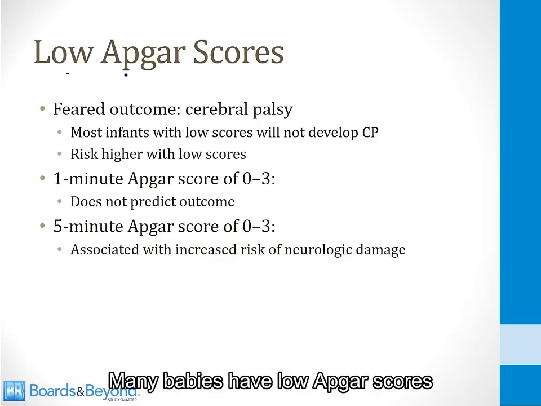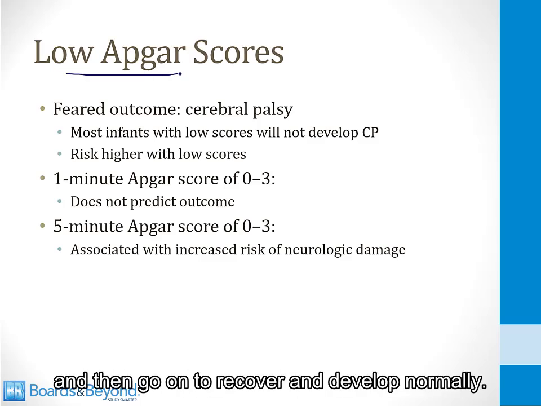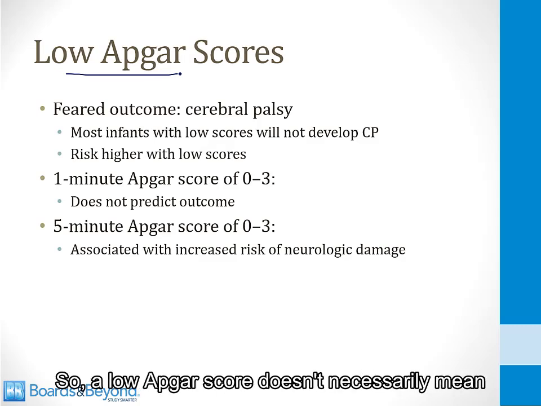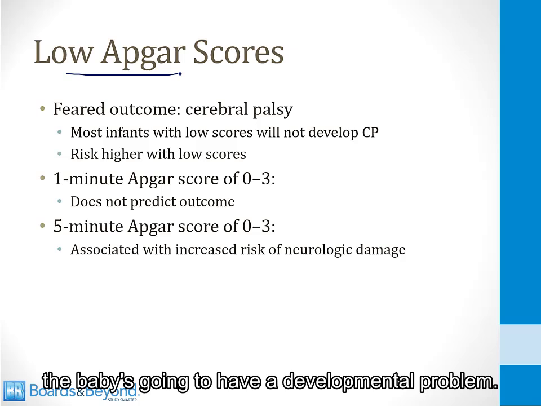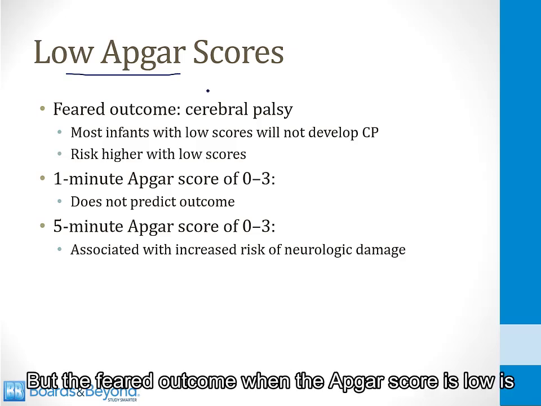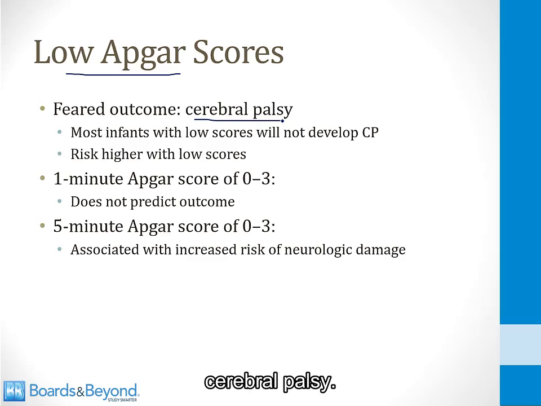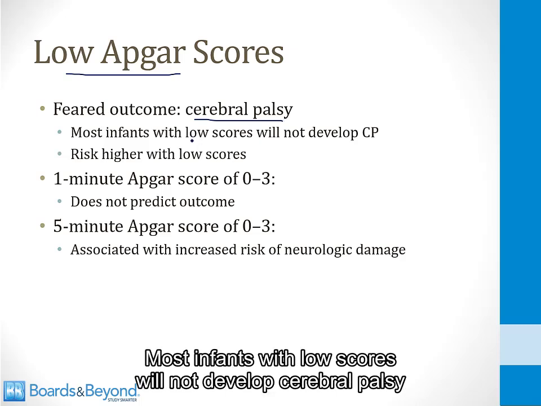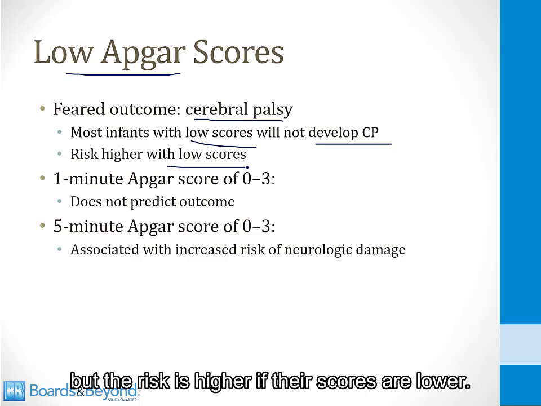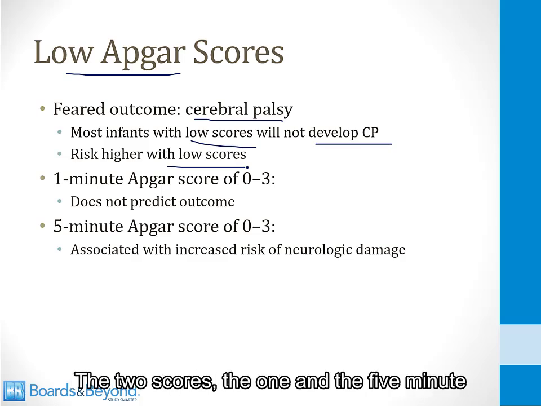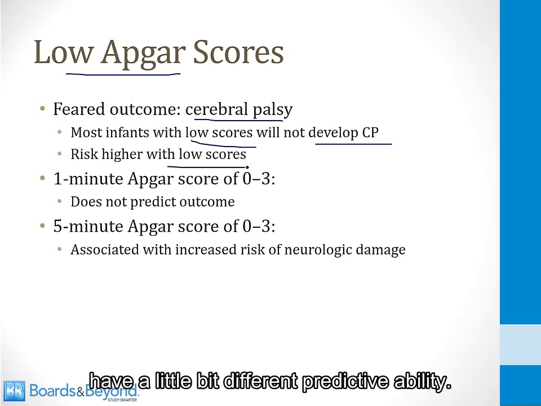Many babies have low APGAR scores and then go on to recover and develop normally. So a low APGAR score doesn't necessarily mean the baby is going to have a developmental problem. But the feared outcome when the APGAR score is low is cerebral palsy. We'll talk about that in a minute. It's permanent neurologic damage. Most infants with low scores will not develop cerebral palsy, but the risk is higher if their scores are lower. The 2 scores, the 1 and the 5 minute, have a little bit different predictive ability.